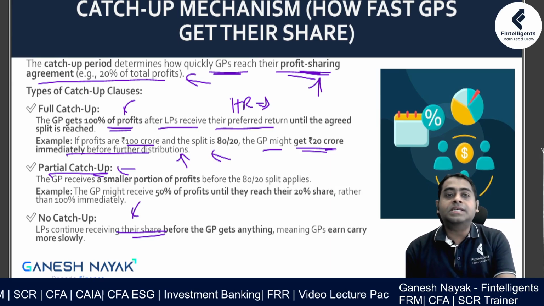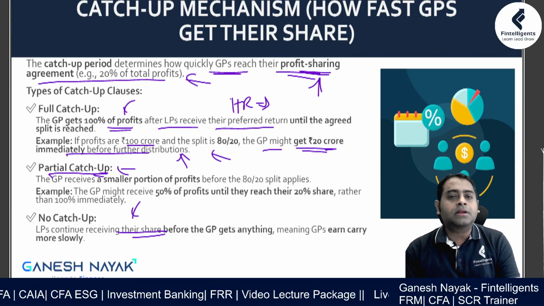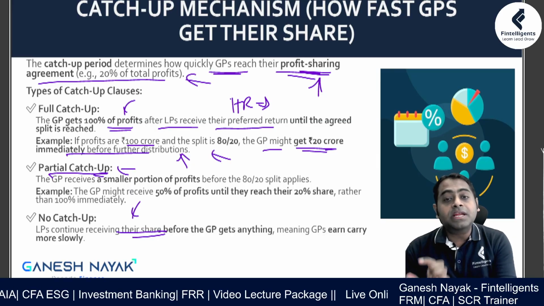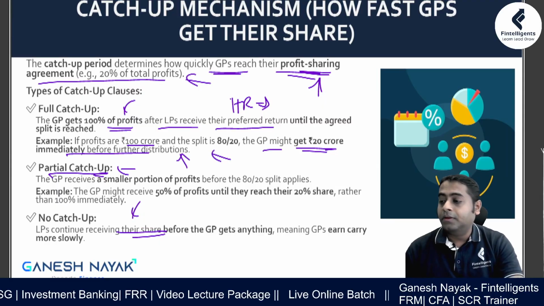Okay, so because he's an investor, we'll pay the entire amount to him, whatever is the calculation, his hurdle return and everything, and then the remaining 20% is paid to you. 20% of the profit is paid to you. Okay.